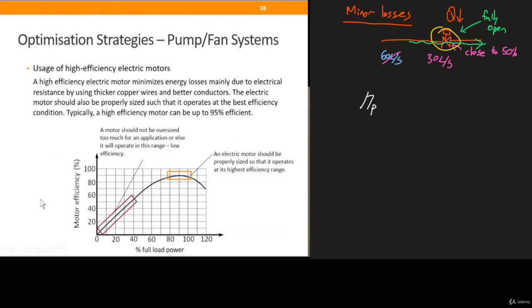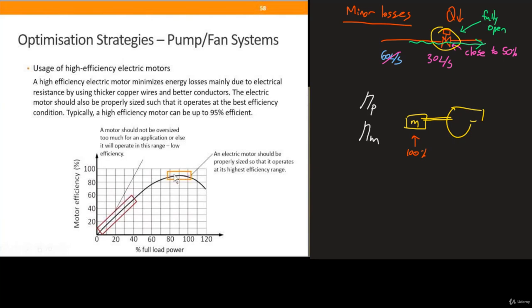Or also high efficiency electric motors. Usually for the motor, you will have to size it correctly also. So other than sizing the pump correctly, make sure you also size the motor at the correct size. If your motor is sized correctly, it will operate always near 100% of its capacity, and that will be the best efficiency that it can have, around 80 to 100%.